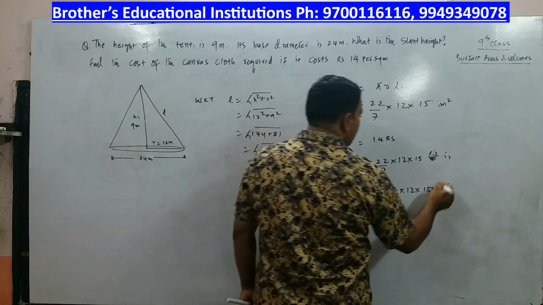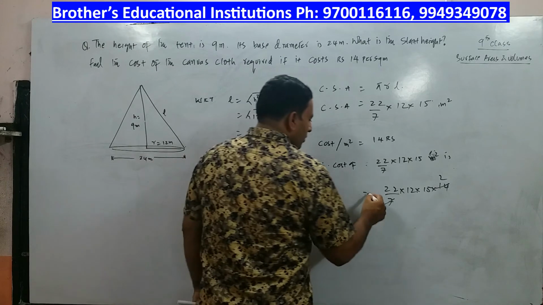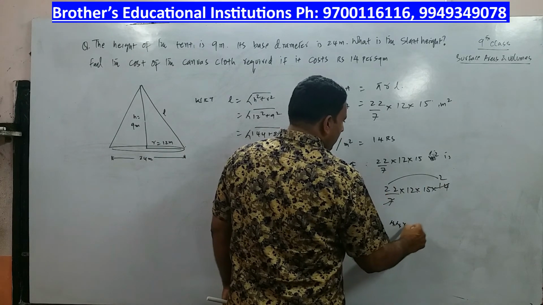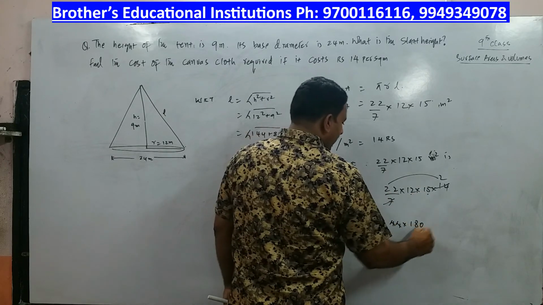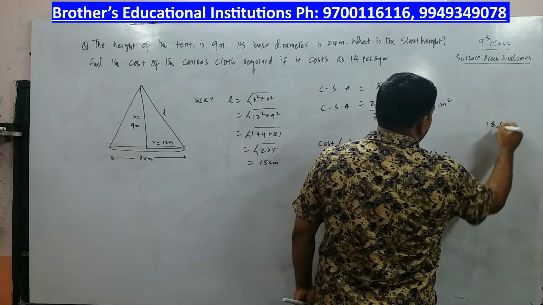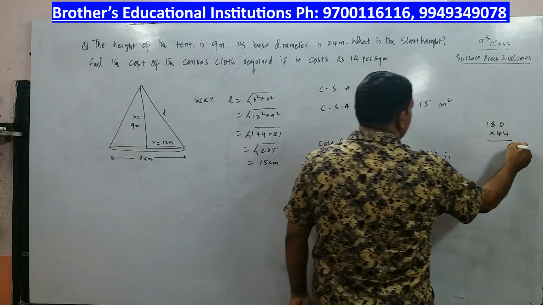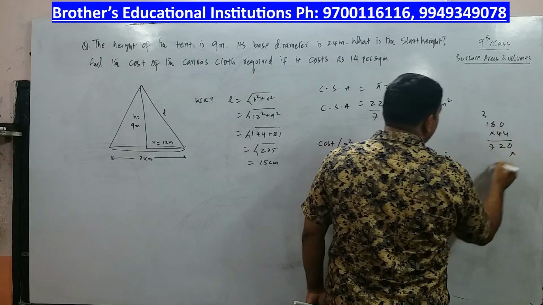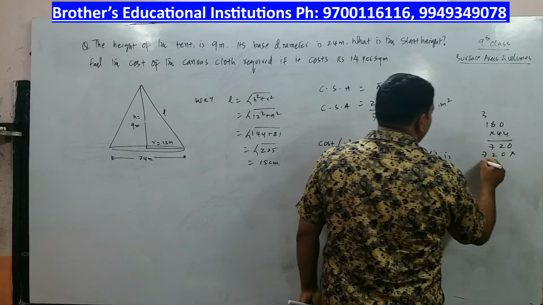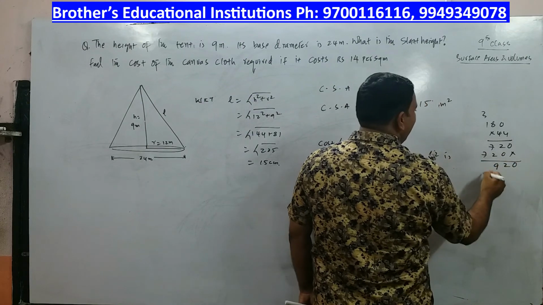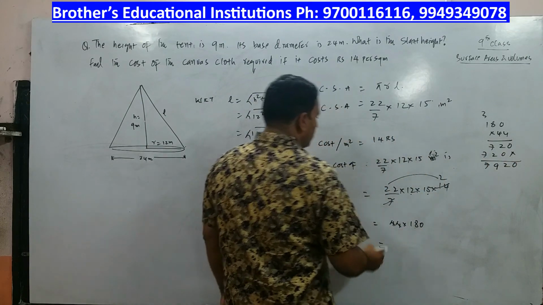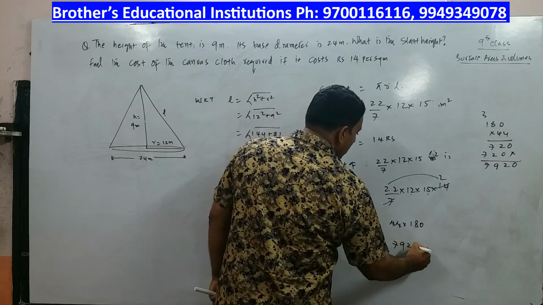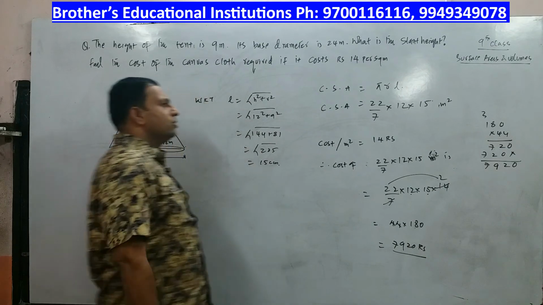Now 7 ones are 7, 7 twos are 14. That's what I'm waiting for. So the total cost is 22 into 2, how much? 44, and 15 into 12 is how much? 180. So let me multiply 180 into 44. So 4 zeros are 0, 4 8s are 32, 3 carry, 4 ones are 4, plus 3 is 7, 720. So again 0, 2, 7. So it is 0, 2, 9, 7. So the total cost of the canvas is 7,920 rupees.